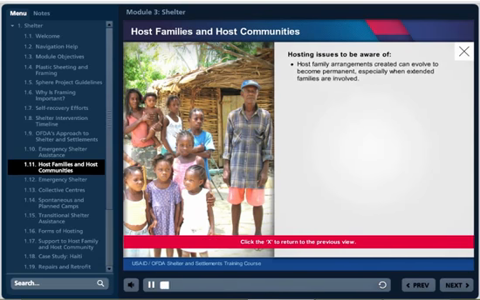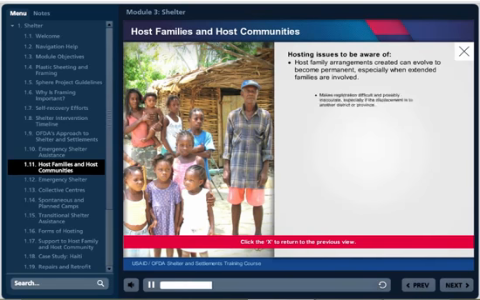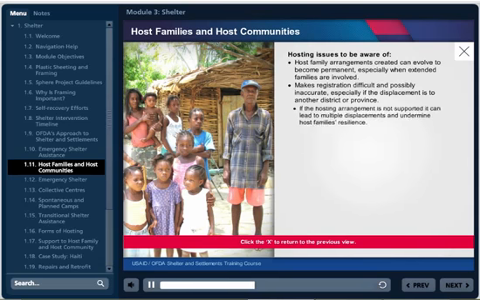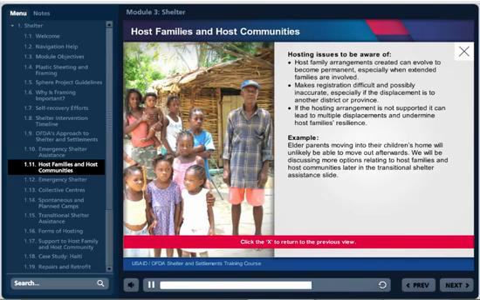Host family arrangements created during the emergency phase, however, can also evolve to become permanent, especially when families are involved. Hosting can make registration difficult and possibly inaccurate, especially if it means displacement into another district or province. If the hosting arrangement is not supported, it can lead to multiple displacements and undermine host families' resilience. For example, elder parents moving into their children's home will unlikely be able to move out afterwards. We will be discussing more options relating to host families and host communities later in the transitional shelter assistance slide.